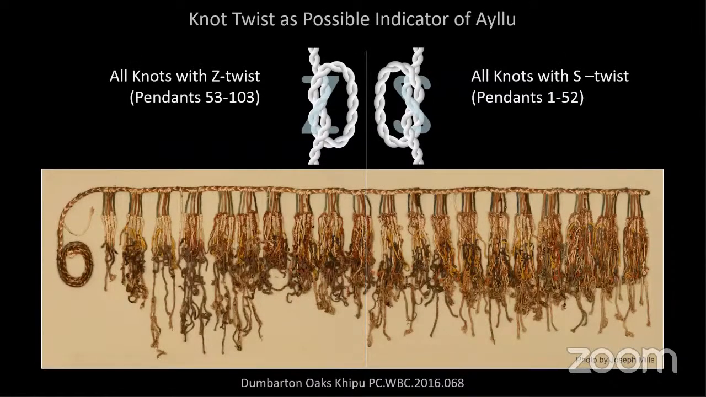Knot twists seemed to have had significance in Wari Khipus, possibly like it did in Inca Khipus. For instance, in the Khipu shown here from Dumbarton Oaks, all the knots in one half have an S twist, while all the knots in the other half have a Z twist. This includes the knots in both pendants and subsidiary cords, and it suggests that it might refer to moiety divisions. This Khipu, however, is unique, because the majority of Wari Khipus have all or nearly all S twisted knots like this. This is the only known Wari Khipu with an equal number of S and Z twisted knots.